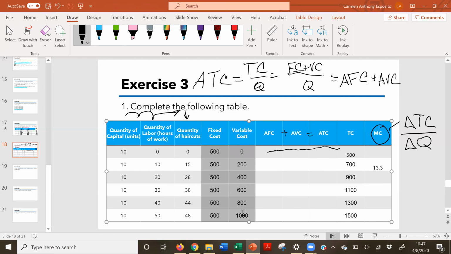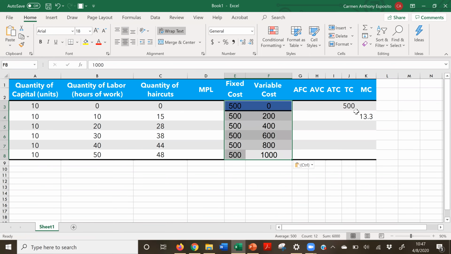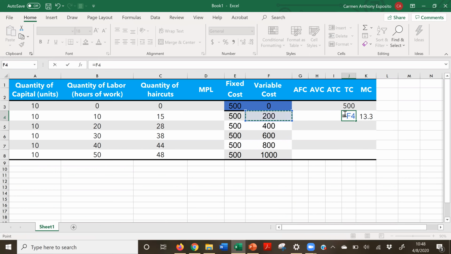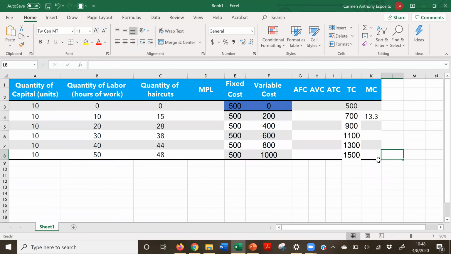So I'm just going to do some arithmetic here. I'm going to copy this and apply it to an Excel sheet. This is just adding these two together. This is kind of a little wonky.